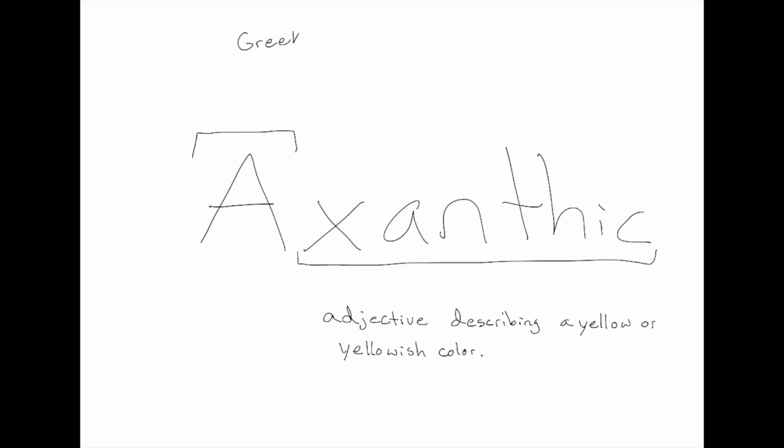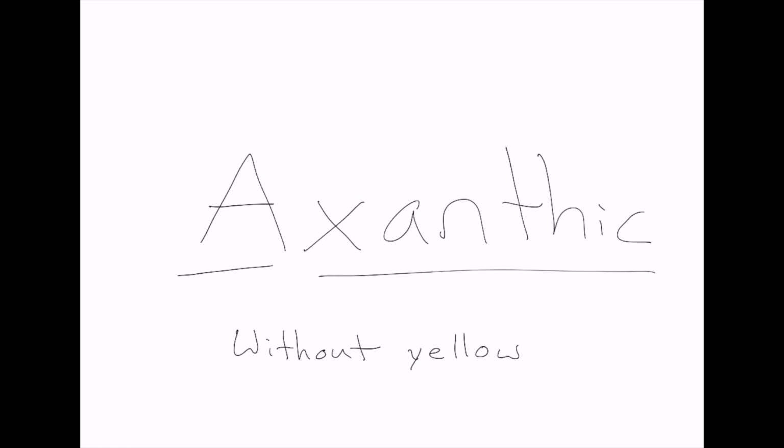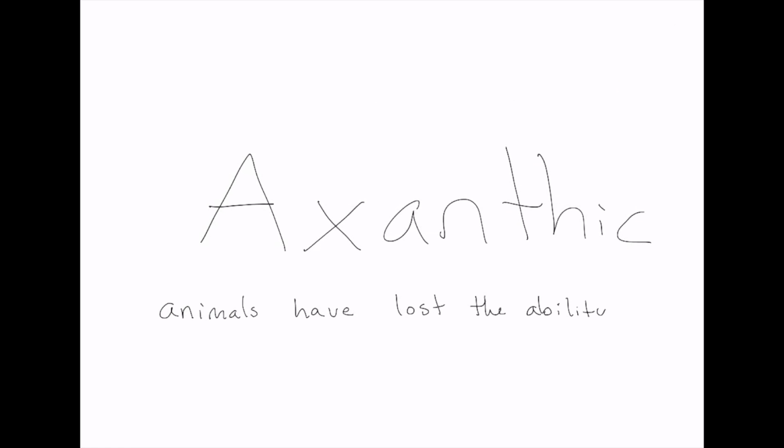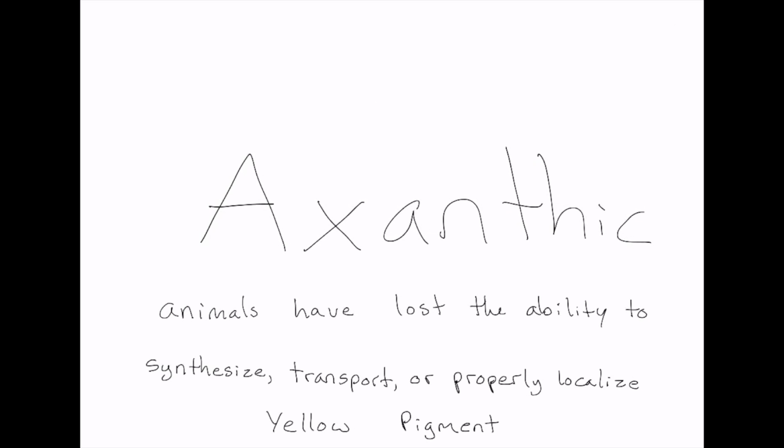Let's talk about the axanthic trait in ball pythons. Let's start by looking at what the word means. So xanthic is an adjective describing a yellow or yellowish color. And a is a Greek prefix meaning without. Taken together, this means without yellow. So axanthic animals have lost the ability to synthesize, transport, or properly localize yellow pigment.